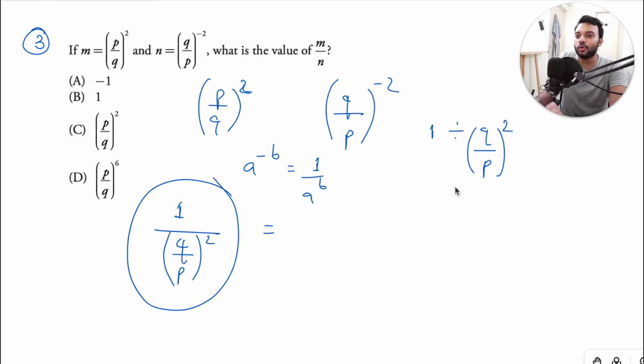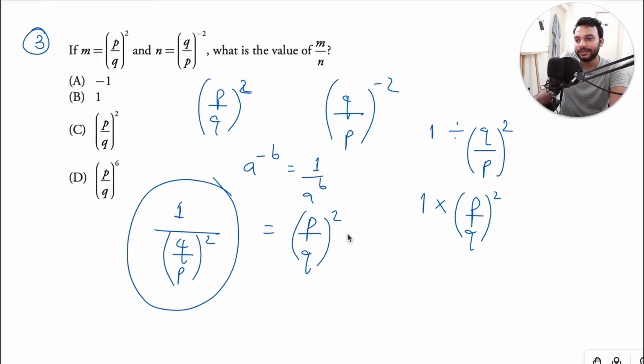Okay, so whenever this kind of a division is there, what do we do? We turn this into multiplication with the reciprocal of the right-hand fraction. So 1 multiplied by P over Q squared. So that's what this becomes, P over Q squared. This is the simplified thing. So this is exactly the same as M. N and M are equal.